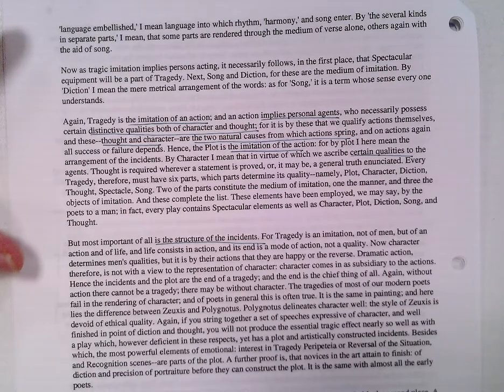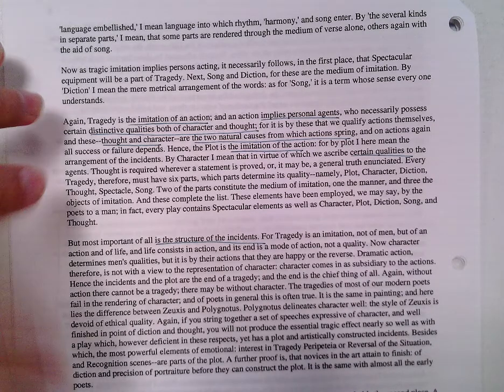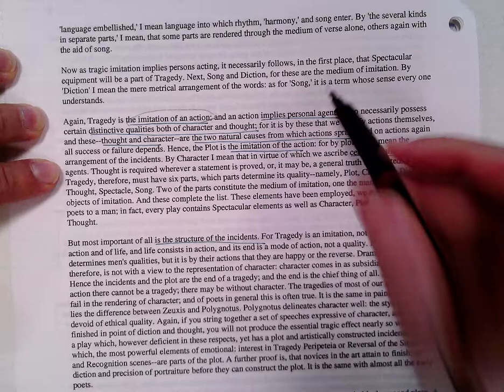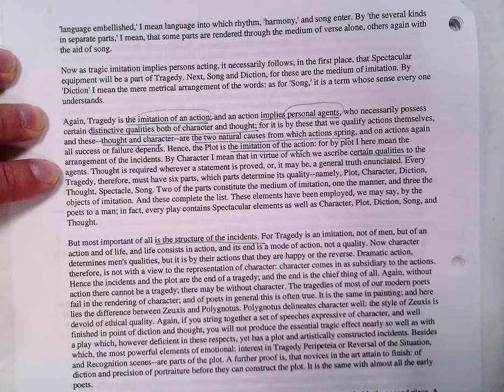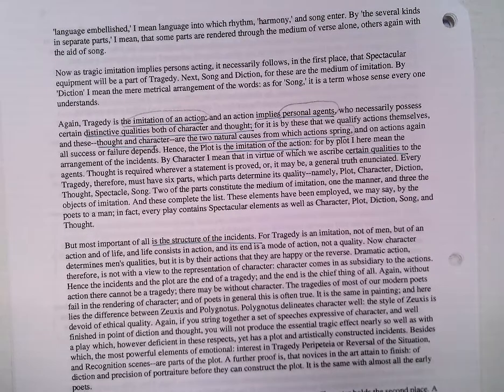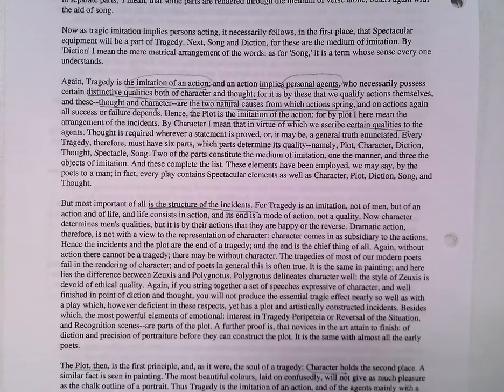Now still in chapter 6, we get into some further discussions of tragedy. If tragedy is an imitation of action, then action implies agents, who necessarily possess distinctive qualities both of character and thought. And character and thought are the two causes from which our actions spring. So notice, right away, Aristotle's saying that what we're watching with tragedy is free agents. We're watching people make choices about their actions. And these choices are based on their thoughts and their character, who they are and what they think.